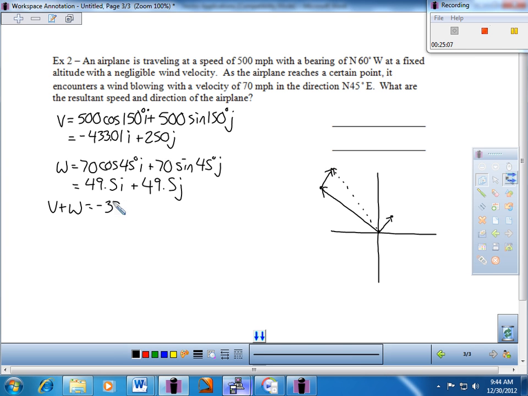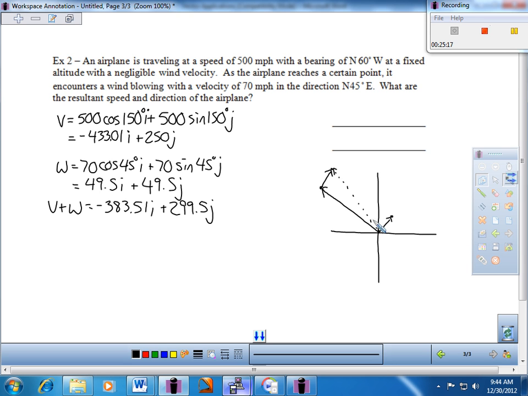Okay, so let's get those. So negative 383.51 I's, I think is what I saw there. And then I believe a 299.5 J. Absolutely perfect. Good, so now I have an algebraic representation of this vector right here, from here to here. Its magnitude will represent the velocity after the wind has had an impact, and the theta will represent the new direction there. All right, perfect.